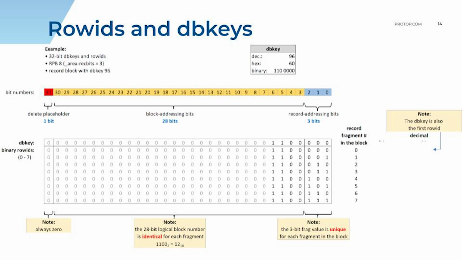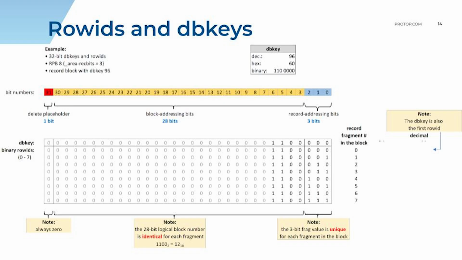If we take that DB key and write it in binary, it's going to look like this. I've put a dividing line between the record addressing portion and the block addressing portion. Because RPB is 8, we can have up to 8 fragments in the block, and they're going to have these numbers 0 through 7, that is 0 up to RPB minus 1. And the row IDs are simply the sum of the fragment number plus the DB key. So these are the row IDs that could be assigned to record fragments in this block.